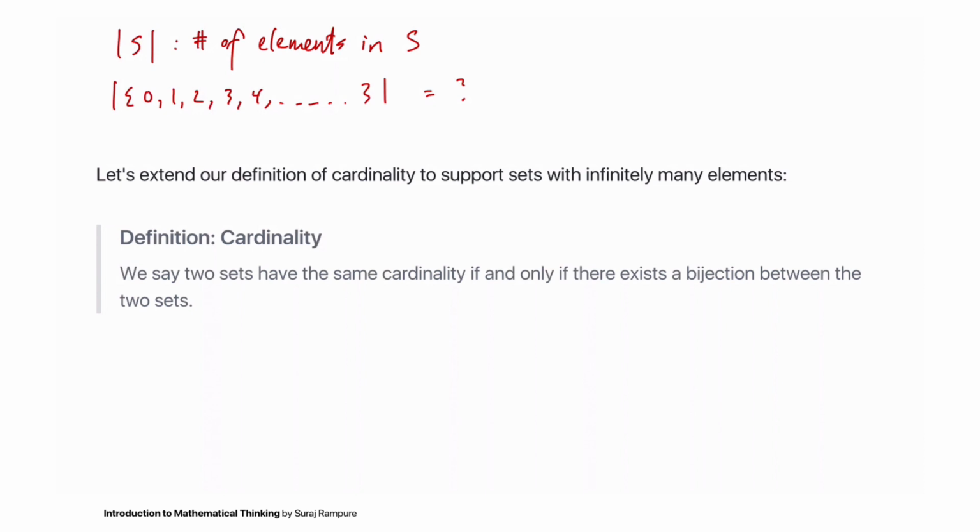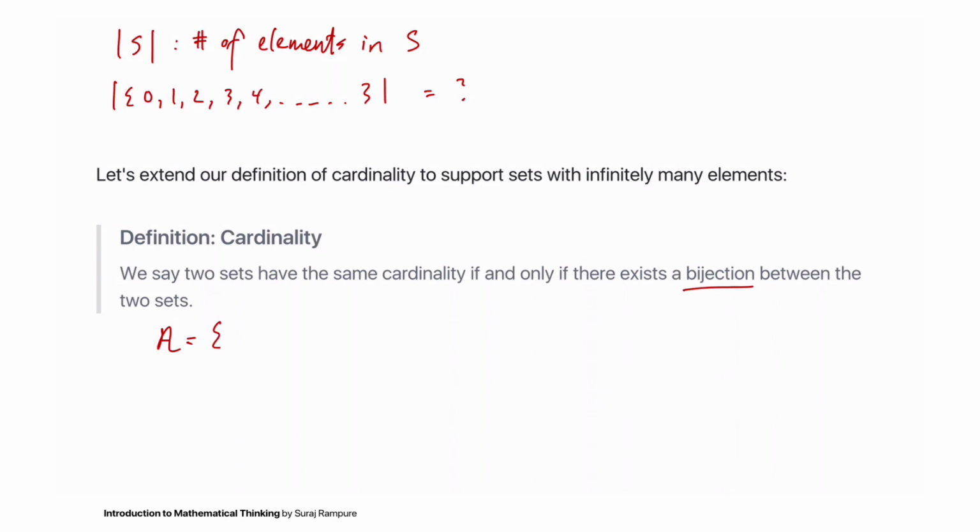And what we will actually do is, instead of comparing the absolute number of elements in a set, we will look at the relative sizes of sets between infinite sets. Okay, so we say that two sets have the same cardinality if and only if there exists a bijection between the two sets. So this is how we will establish this notion of cardinality for sets of infinite size. But we also have to make sure that this definition satisfies properties for sets of finite size, right?